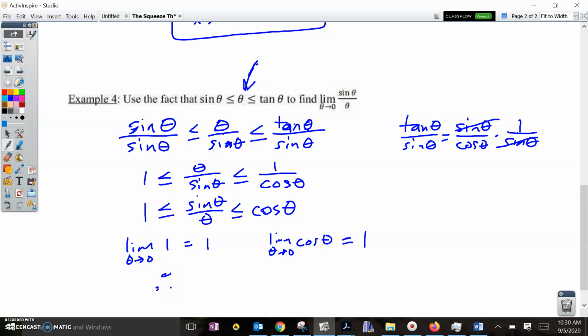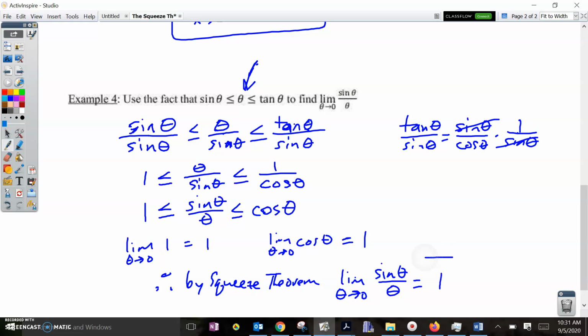And so therefore, by the squeeze theorem, the limit as theta approaches 0 of sine of theta over theta is equal to 1.